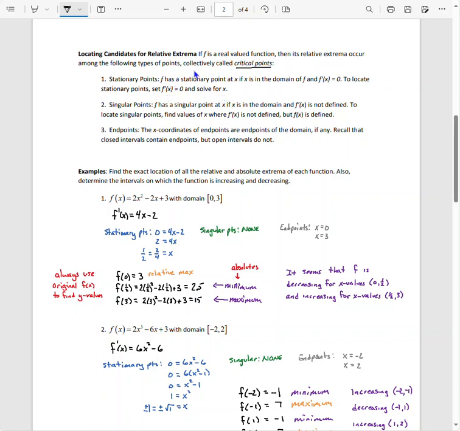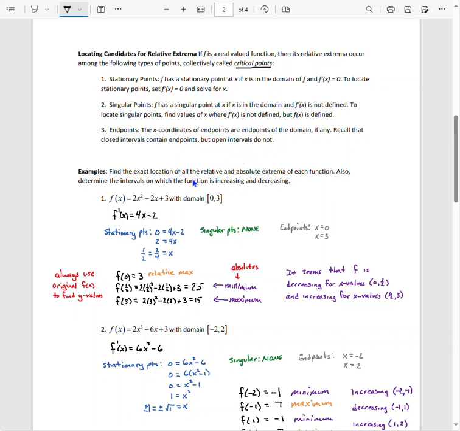Okay. Also a critical point is what's called a singular point. F has a singular point at x if x is in the domain and the derivative is not defined. So it exists for the function, right? We could use x in the function, but we cannot use x in the derivative. To locate singular points, find values of x where f prime of x is not defined, but the original function is defined. Okay, so stationary, singular, and then the endpoints. The x-coordinates of endpoints are the endpoints of the domain, if any. Recall that closed intervals contain endpoints, but open intervals do not.